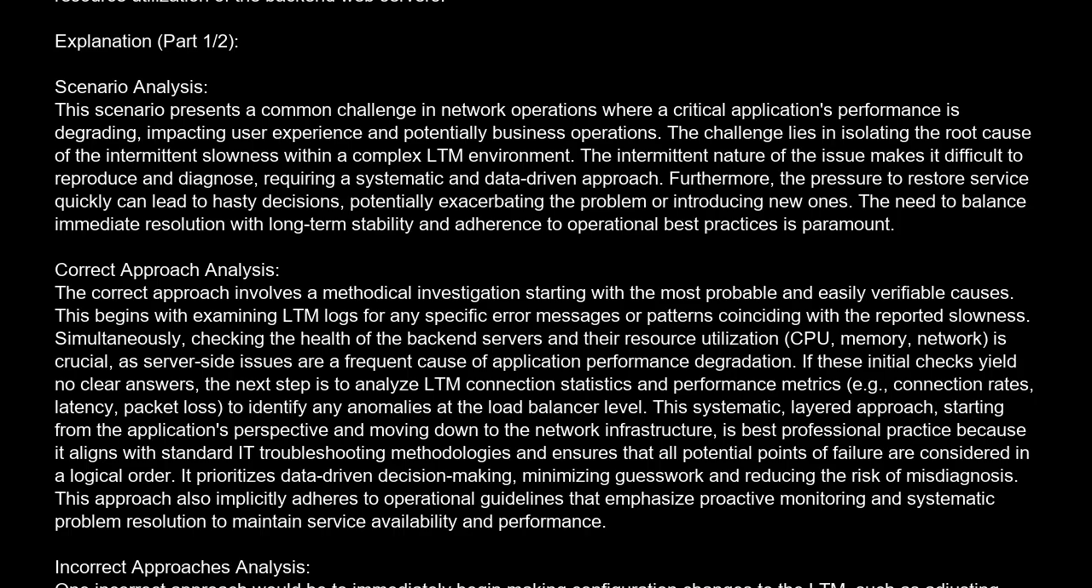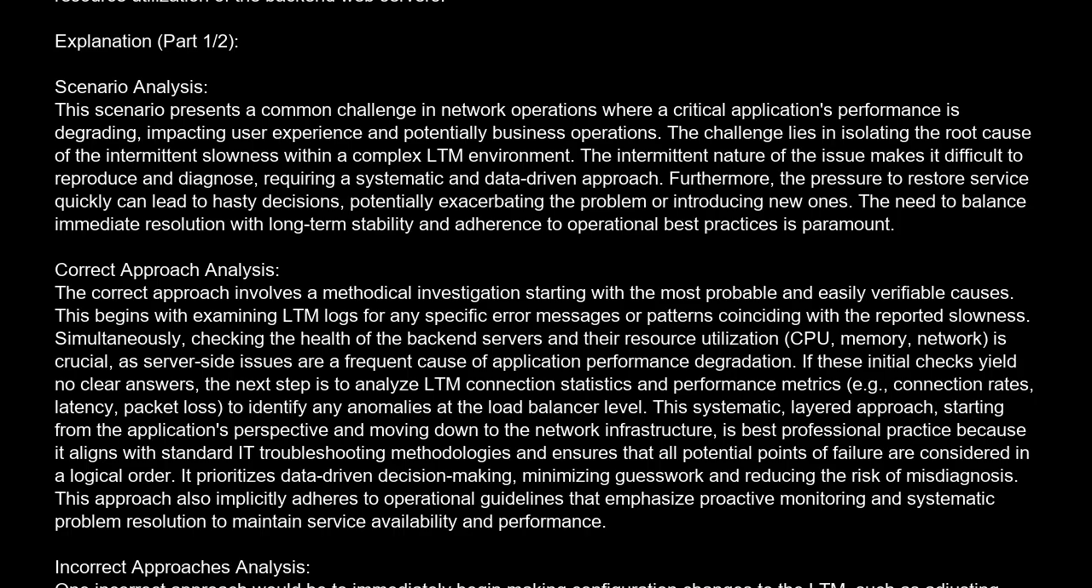This systematic, layered approach, starting from the application's perspective and moving down to the network infrastructure, is best professional practice because it aligns with standard IT troubleshooting methodologies and ensures that all potential points of failure are considered in a logical order. It prioritizes data-driven decision-making, minimizing guesswork and reducing the risk of misdiagnosis. This approach also implicitly adheres to operational guidelines that emphasize proactive monitoring and systematic problem resolution to maintain service availability and performance.